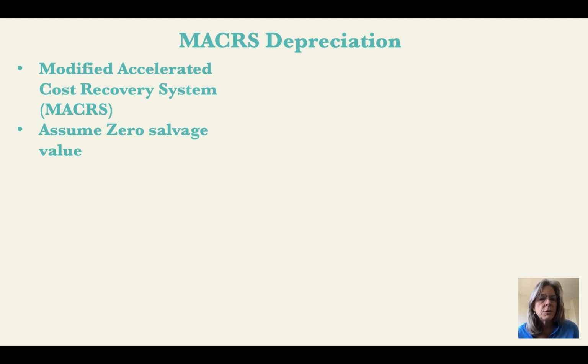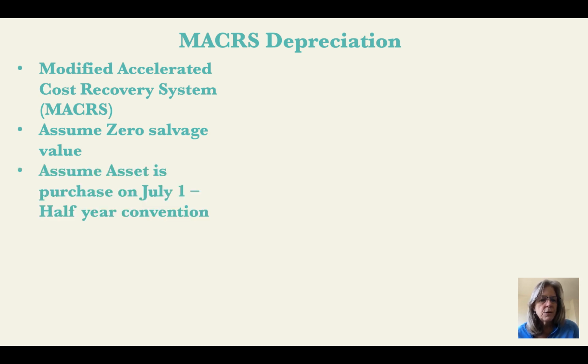It always assumes that there's 0 salvage value, so you never have to include salvage value. Even if it tells you in a problem that there's $5,000 salvage value, for calculation of depreciation, you use 0. It also assumes that all assets are purchased on July 1st, which implies this concept of a half-year convention. So the first year of depreciation is only half of the accelerated method. The next years are the full calculation of depreciation, and the last year is another half year. You'll see how that works out when you look at the schedule that is given.